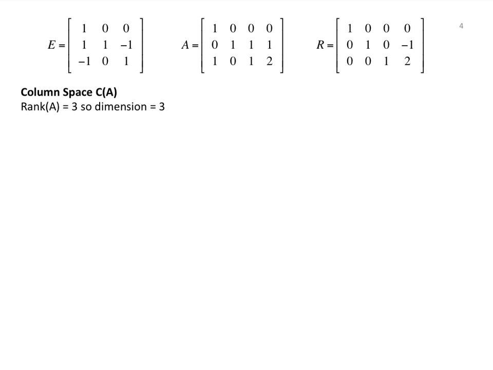Okay, so the first fundamental subspace we're going to find is the column space. So, as with all of these, first off, we want to circle our pivots. So we go to our reduced row echelon matrix, and we circle our pivots.